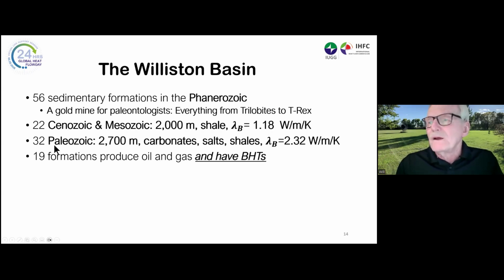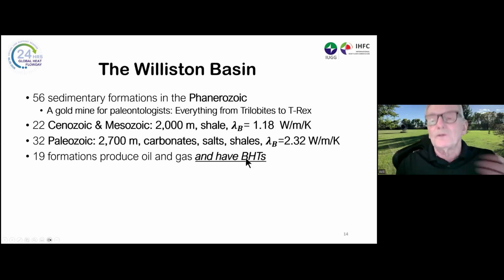There are 32 formations in the Paleozoic. Overall, the maximum thickness is about 2,700 meters. It's predominantly carbonate, interbedded with salts, shales, and some sandstones. But now notice that the harmonic mean thermal conductivity is twice that of what we have in the Mesozoic, which means the temperature gradient here is half of what the temperature gradient is there. They're two distinct formations or segments and two distinct gradients. Now, the big thing for us is there are 19 formations that have bottom hole temperature data.